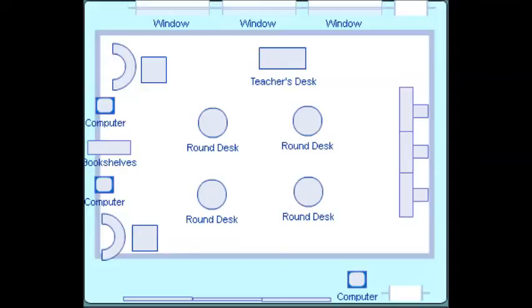I like to have two horseshoe tables set up because each of them can be set for a different design. So if we're doing a stations type lesson or activity, each horseshoe table can have a different task for different students to work on. These horseshoe tables can also serve many other purposes.